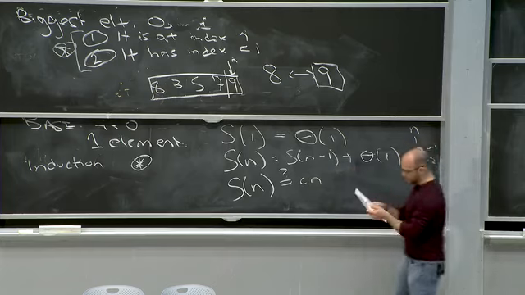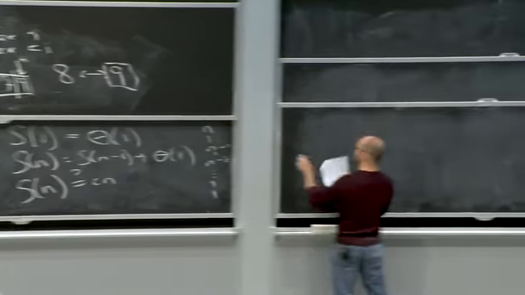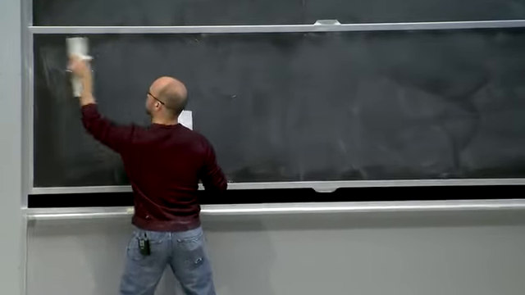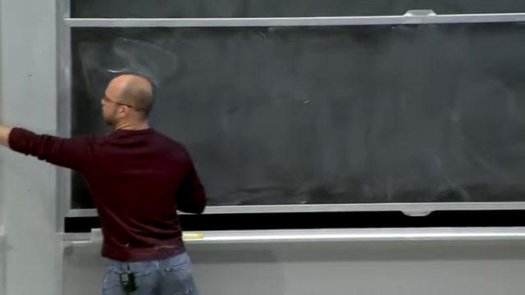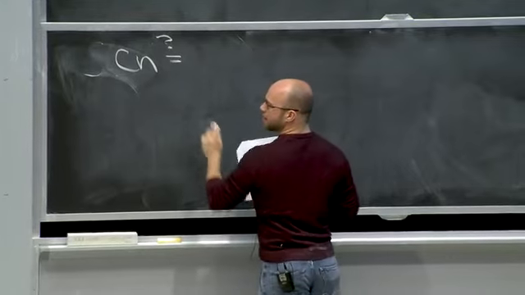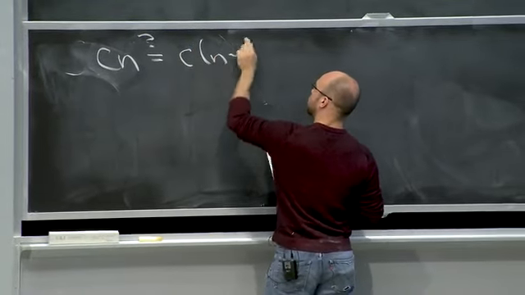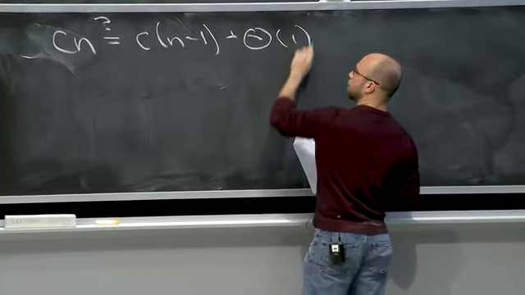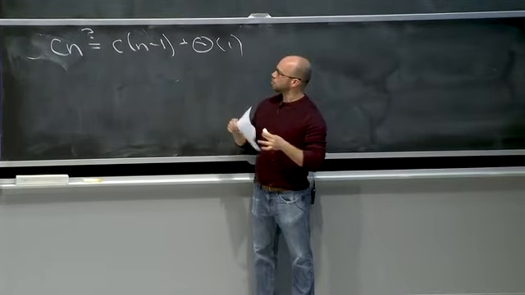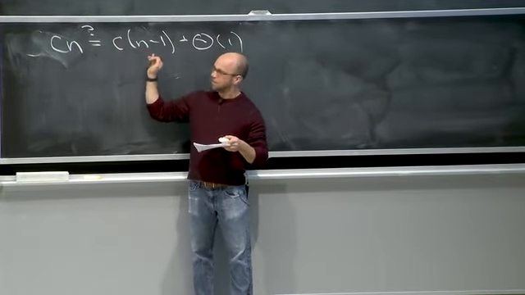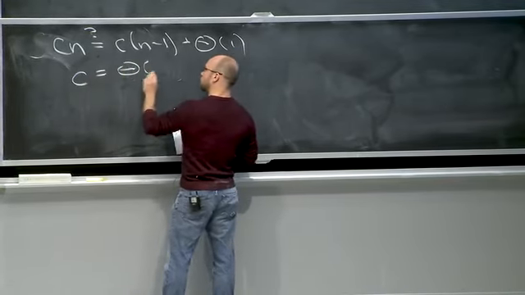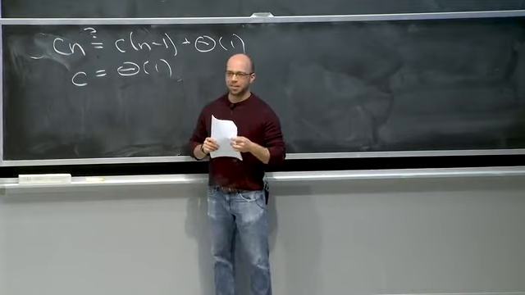So in this case, what do I know? I've guessed that S of n is theta of n. So, in particular, if I plug into this recursive relationship, on the left-hand side I'm going to get cn. On the right-hand side, I'm going to get c(n minus 1) plus theta of 1. And we just have to make sure that this is an okay equal sign. So what can I do? I can subtract cn from both sides, and put that 1 on the other side. I get that c equals big O of 1. c is, of course, a constant, so we're in good shape.